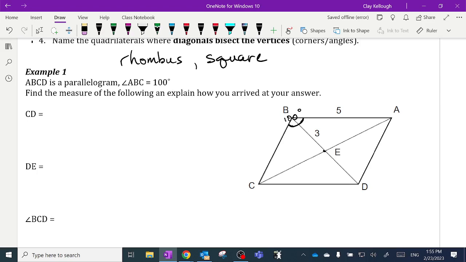So, how long is side CD? Any ideas? What do you think? It's 5, yeah. But how do you know that? You can't just say, well, it looks like it's the same. No, there's a rule. And it's from lesson 6. It's actually not from this lesson. This is from last lesson. What's the rule from last lesson?